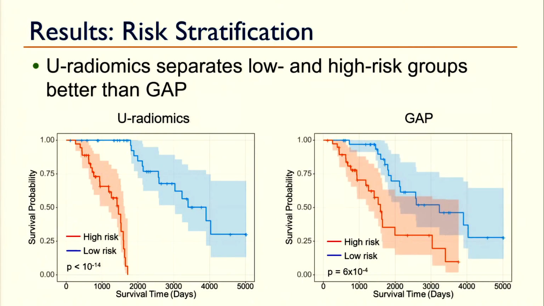On the other hand, in the case of the gap index, as shown on the right, the separation between the low and high risk groups was statistically significant. However, we can see that the radiomics separates the groups much better than does the gap index, with virtually no overlap between the confidence intervals. These results demonstrate the superiority of the radiomics in risk stratification as compared to the CPI and the gap index.